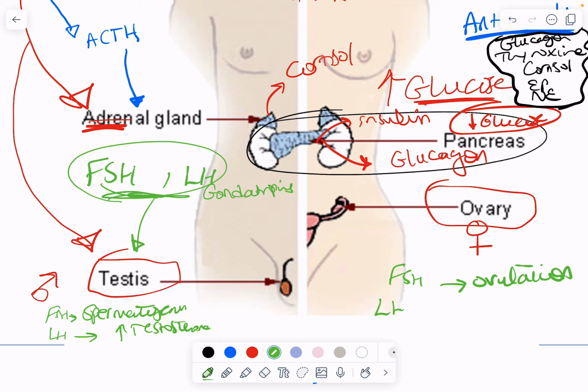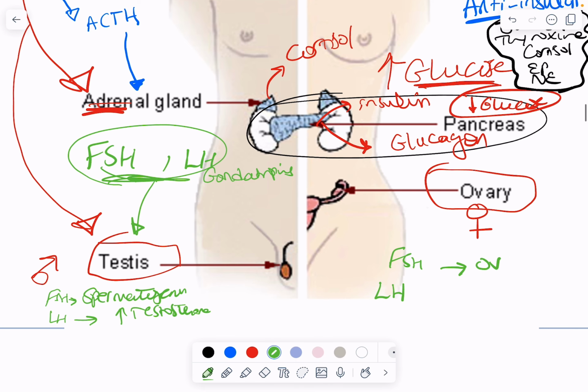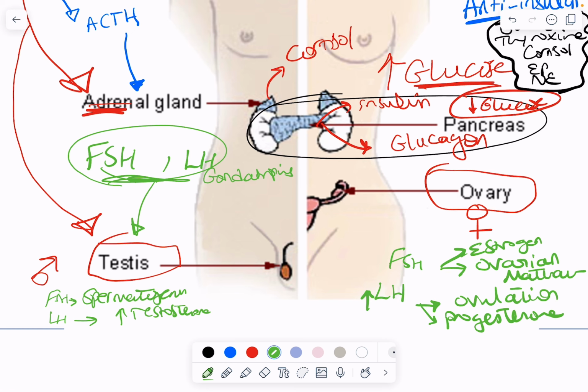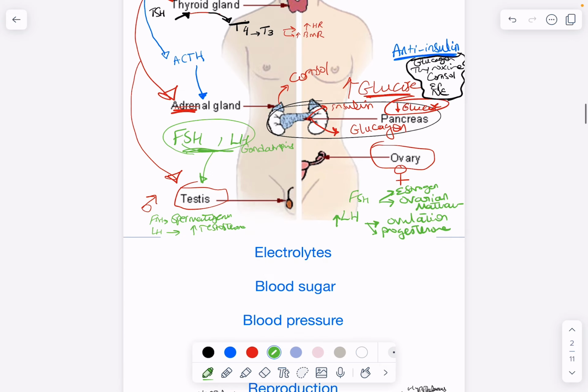And FSH will stimulate ovarian maturation and estrogen release, while LH surge mainly will stimulate ovulation, that's the release of the oocyte, and release of progesterone, mainly in the second part of the cycle. Okay, so that was an overview.